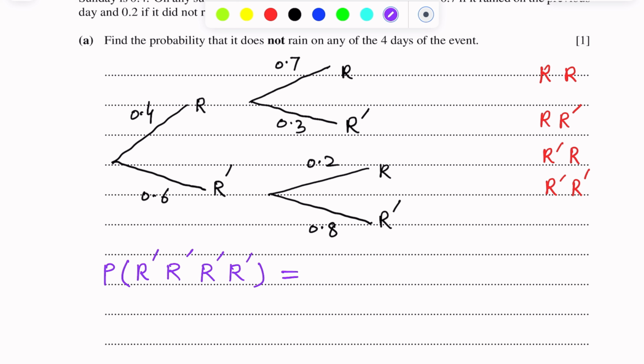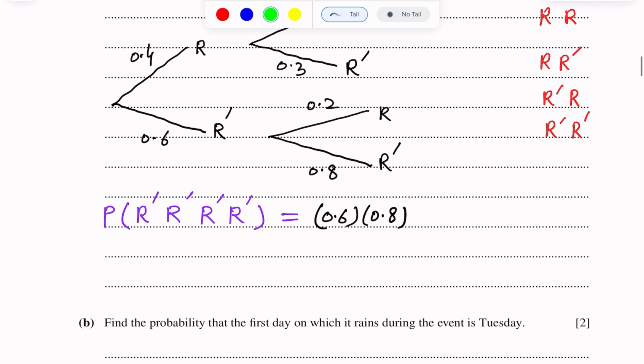Now we will write here the probabilities. First day not raining, probability is 0.6. We write here 0.6. Next day 0.8, because next day is this: 0.6 for first day, for second day R dash, this is 0.8, so we write here 0.8. For third day, this is R dash.